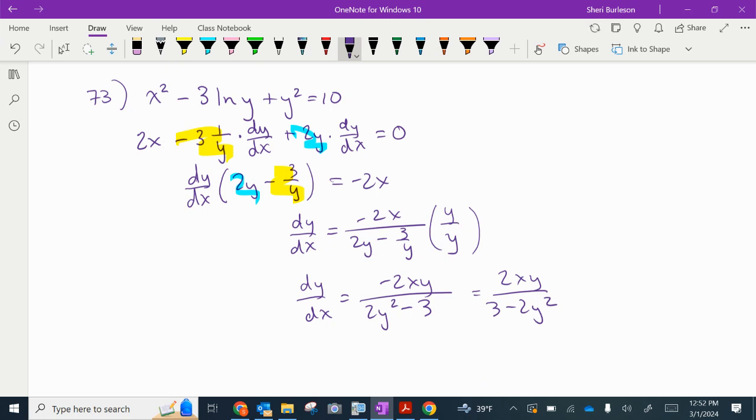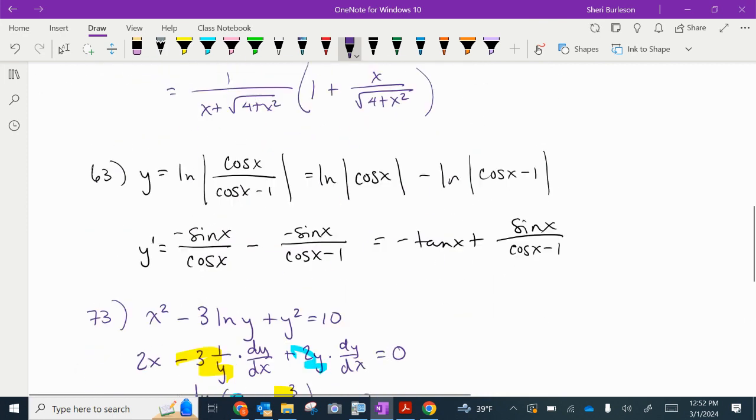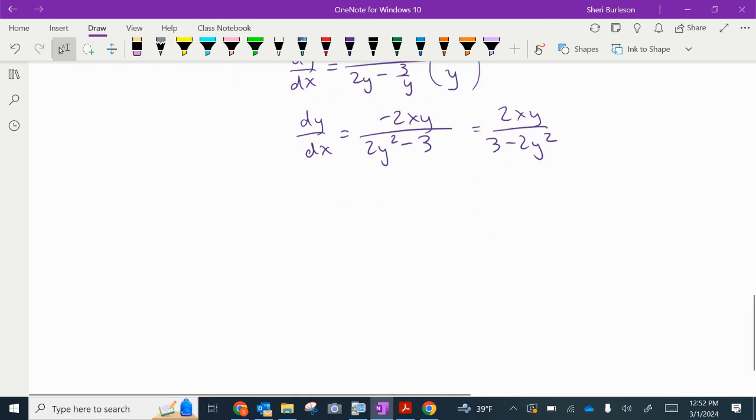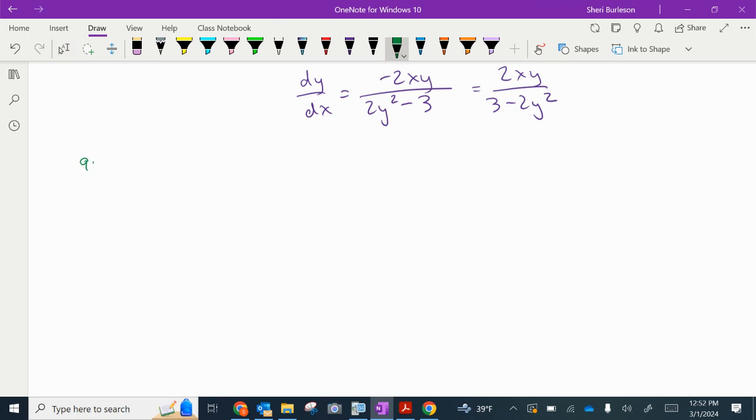And what was the last one? 91. Any questions on that one? And then 91, you're supposed to use logarithmic differentiation. So I know that y equals x squared times the square root of 3x minus 2 over x plus 1 quantity squared. So using logarithmic differentiation, I'm going to take the natural log of the left and the natural log of the right.